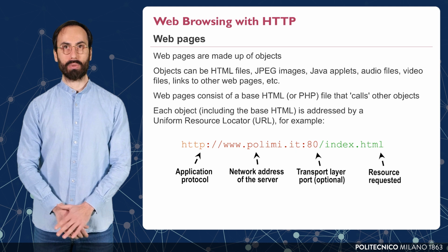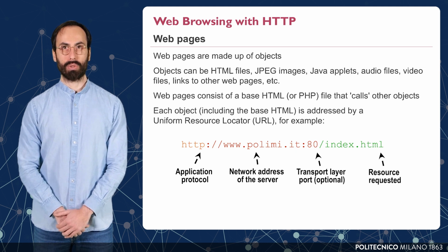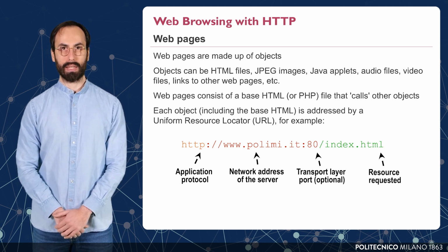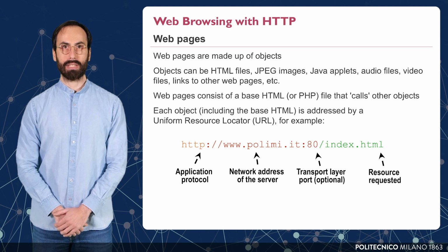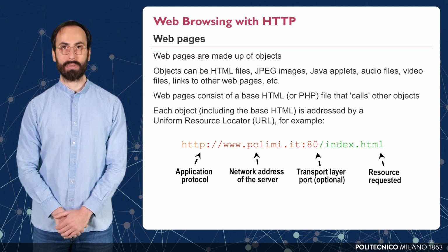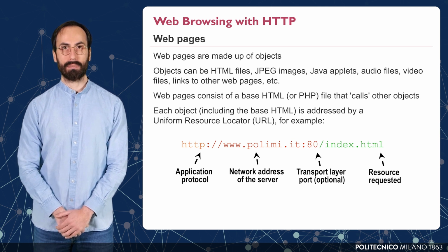A web page is composed of multiple objects. These objects can include HTML files, images, JavaScript code, video files, and more. At the core of every web page is a base HTML file that references or calls these objects. Each of these objects is uniquely identified by a URL, which consists of three main parts: the application protocol, the network address of the server, and the specific resource being requested.